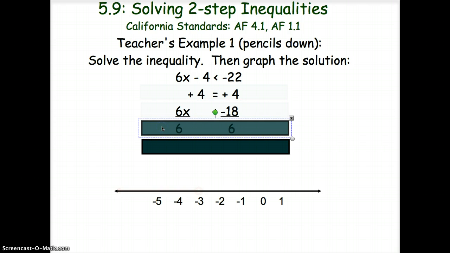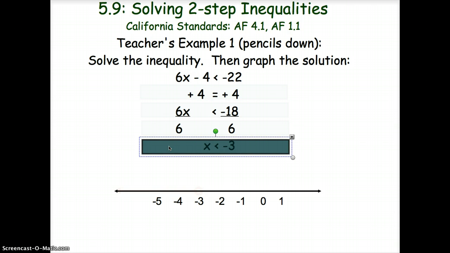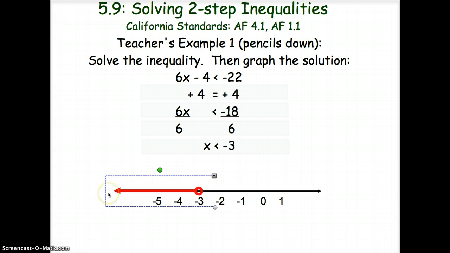Of course, we're adding a positive and negative here, so that's why we end up with secretly subtracting. Now we divide both sides by 6, and we end up with x is less than negative 3. Now notice we divided both sides by a positive, so even though there was a negative in the problem, the sign did not flip. So x is less than negative 3, which means we're going to put an open circle at negative 3, and an arrow going to the left for less than. Remember, left is less than.